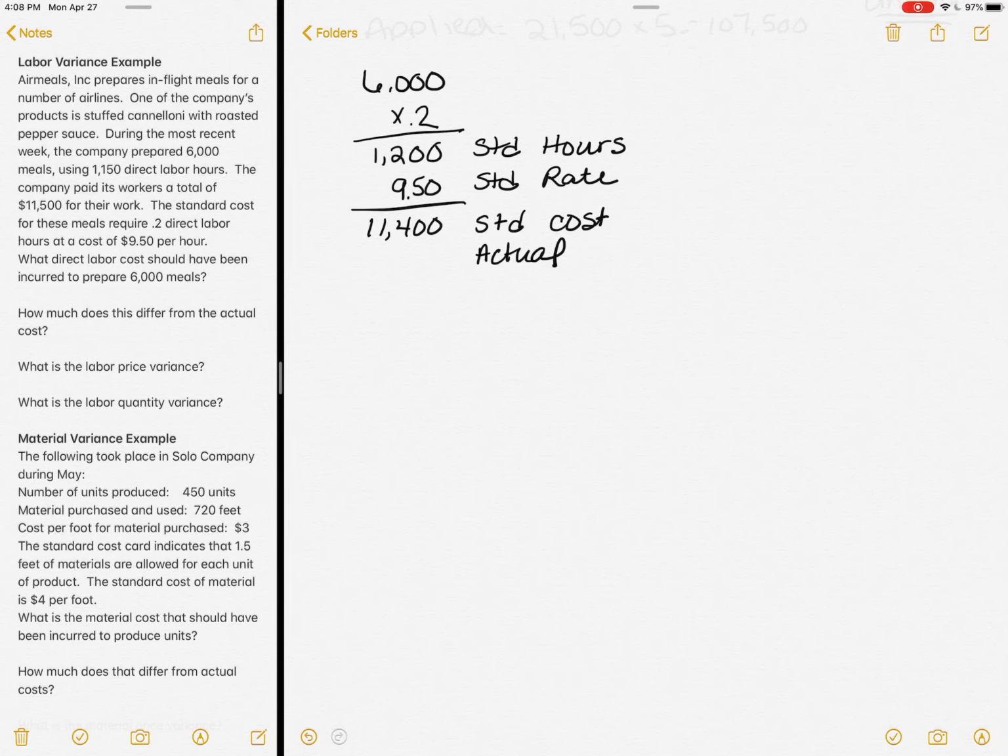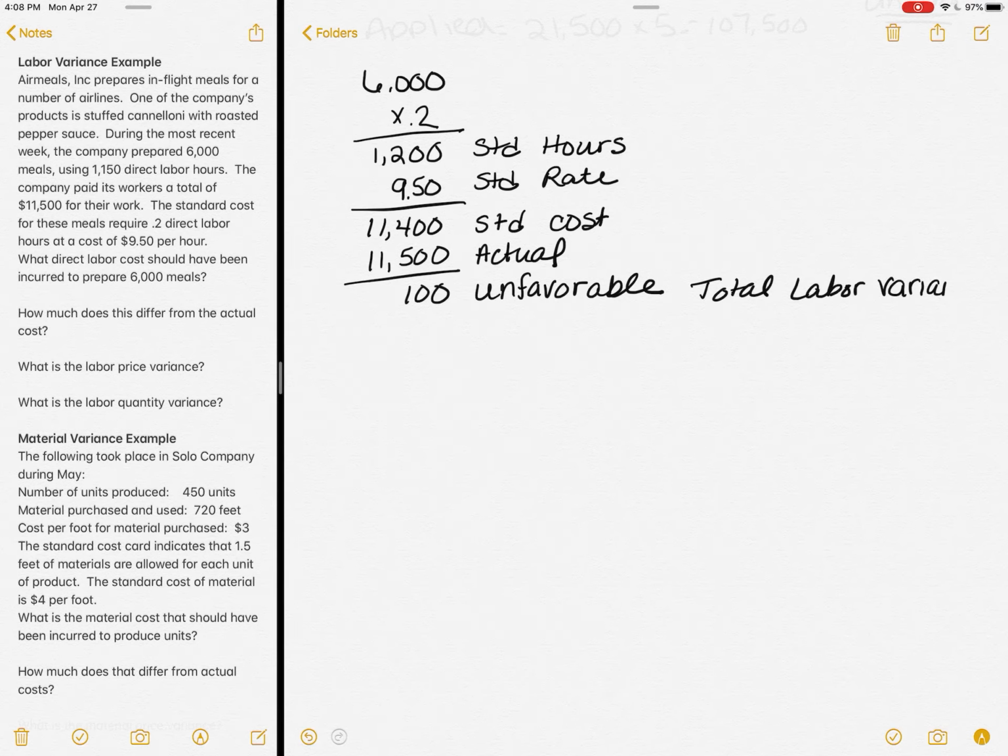How much does this differ from our actual? They give me the actual, 11,500. So that's a $100 difference. Is it favorable or unfavorable? Well, I actually paid more than I should have, so therefore it would be unfavorable. But again, this is my total variance, total labor variance. What I want to do is break that apart and find out where are these differences coming from.